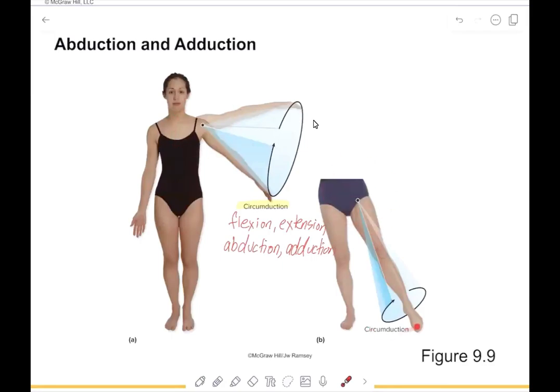So it's essentially making a cone or a circle in this case, something maybe a ballet dancer would do with the distal end of the lower limb. And again, up here with the upper limb, she is making a conical movement or a cone movement with the upper arm.